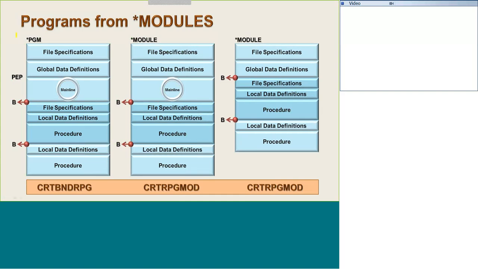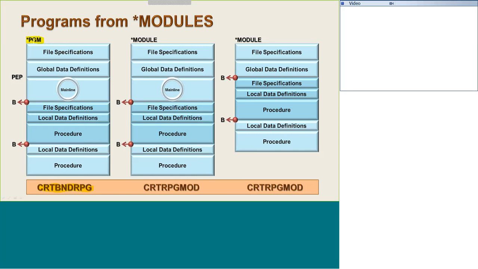The first one on the left here is actually a module that is created immediately as a program using the Create Bound RPG. Now, the Create Bound RPG has to have a source, and I can also bind other modules into that program.